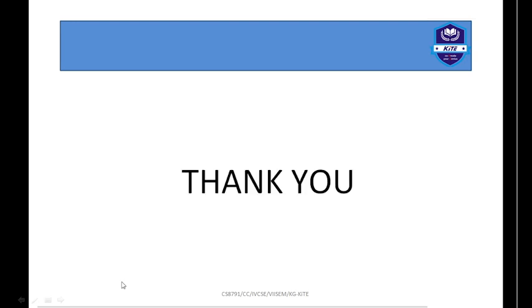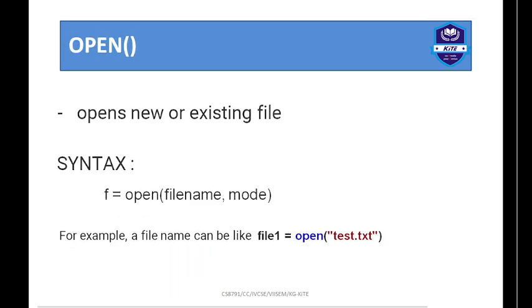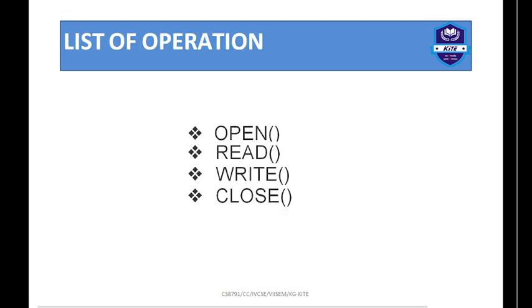Good, thank you guys. So today we have seen what a file is and the basic operations that can be performed on a file. We can perform 4 operations over a file. We can open a file. After opening, either we can perform a read or write operation. After performing either of these operations, we must close the file. It's a good programming practice.